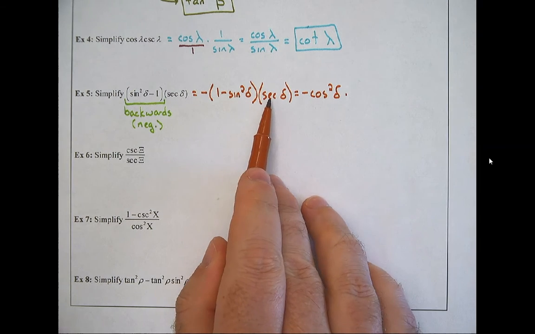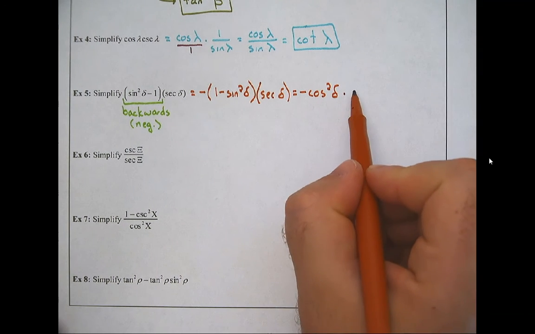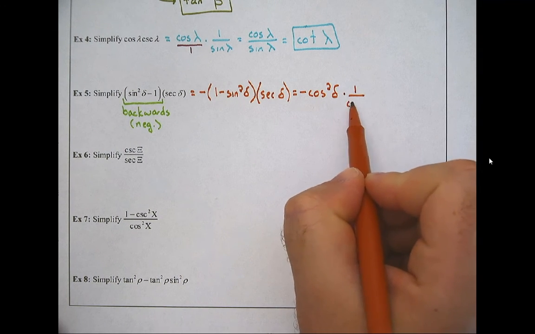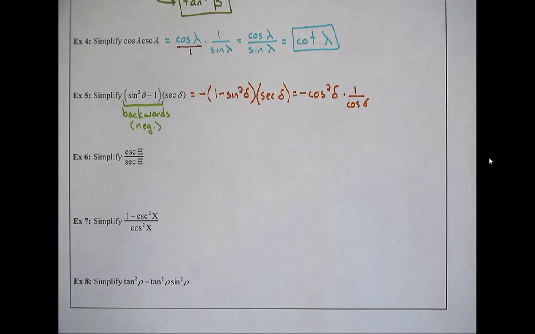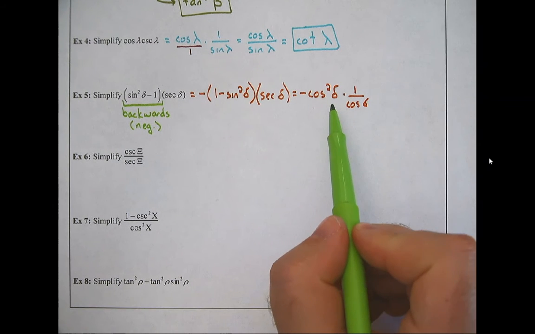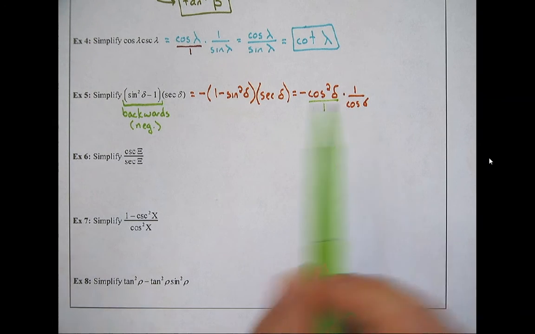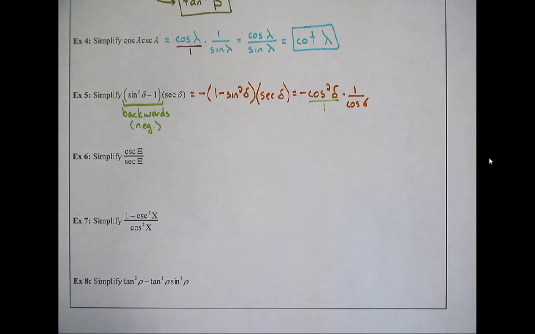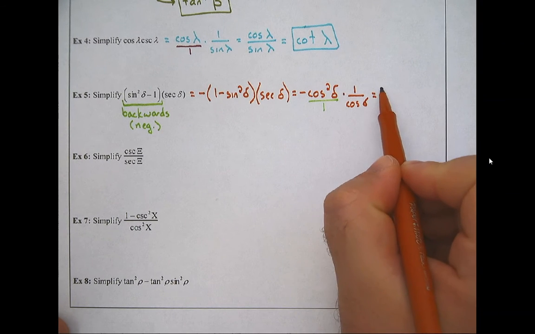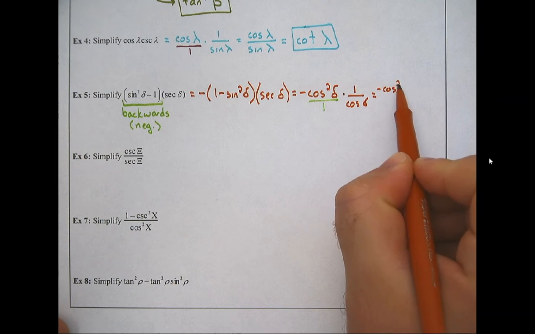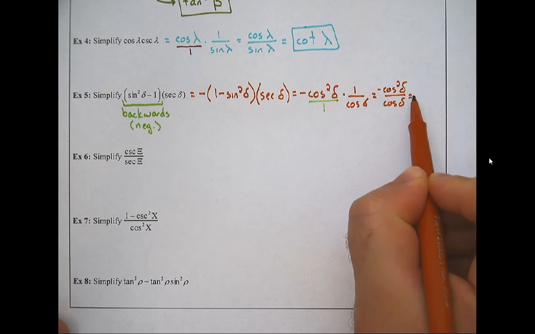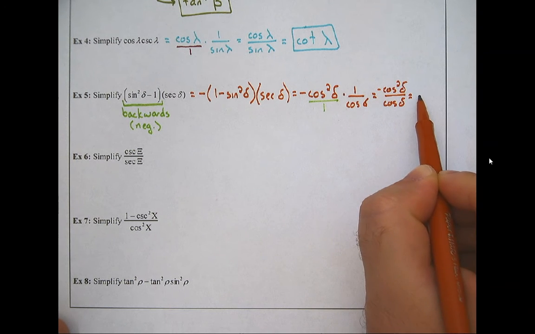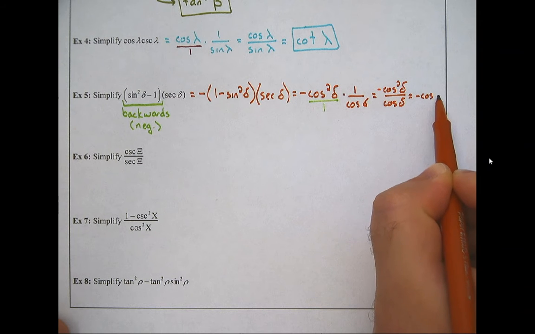Times, what do we know about secant? Secant is the reciprocal of cosine, so that becomes 1 over cosine. I've got a fraction times something else, so that something else must become a fraction as well. I would multiply straight across, so I would get negative cosine squared delta over cosine of delta, which means I could kill off one of the cosines, and I would get negative cosine of delta.